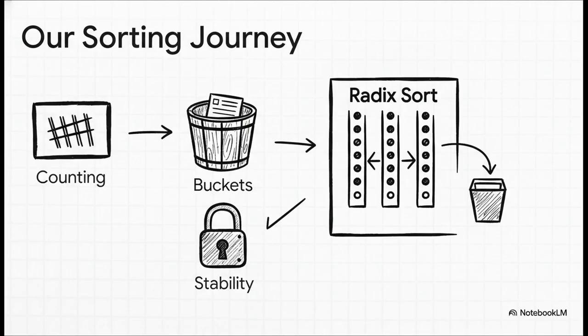We started with this super simple idea of just counting things. Then we upgraded to buckets so we could handle more complex stuff. Then we discovered stability, the secret sauce that makes sure existing order isn't messed up. And finally, we put it all together to build radix sort, this incredibly powerful algorithm that sorts digit by digit.